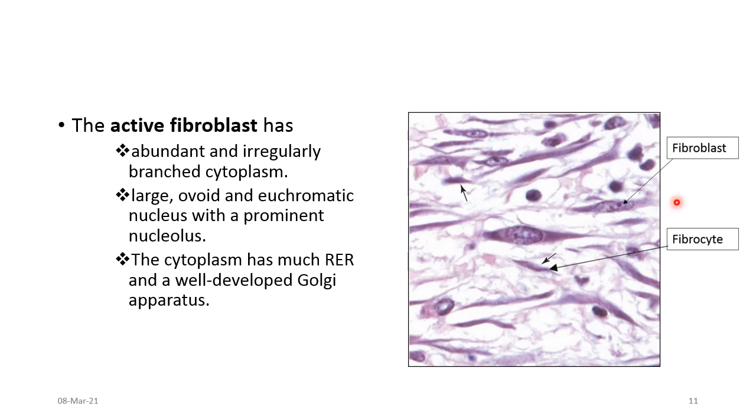This is again the previous image. We have abundant irregular cytoplasm, and this is the oval euchromatic nucleus with prominent nucleolus, as we see here also, ovoid nucleus with prominent nucleolus. Regarding the rough endoplasmic reticulum and the Golgi apparatus, they are best seen in the electron microscope, not in light.